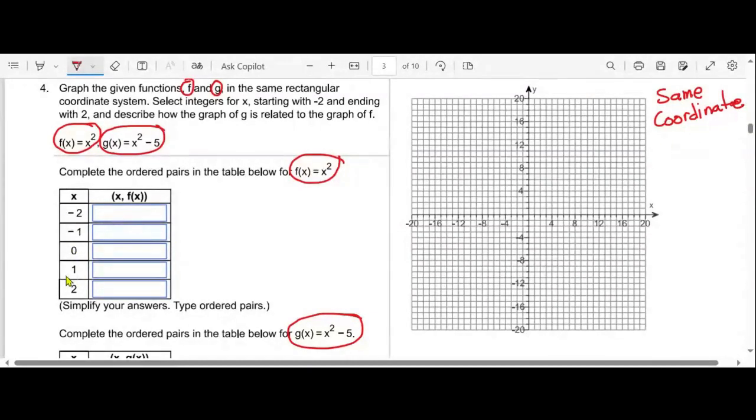Now he's giving you the numbers, so that's very easy. Let's start with the first function. The first function is x squared, and the second function is x squared minus 5. Let's start with 0. If you put 0 for x, f of 0 is 0. f of negative 1 is 1. f of negative 2 is 4. f of 1 is 1. f of 2 is 4.